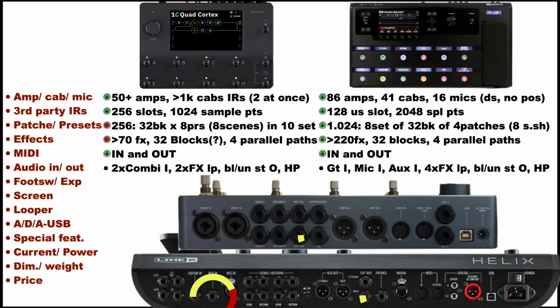So here I would say that it depends on what you need, as for a singer who is also a guitar player, an acoustic guitar player, the Quad Cortex can offer the double XLR, where the Helix offers 4 effects loops. Therefore, I would say that they are on par.